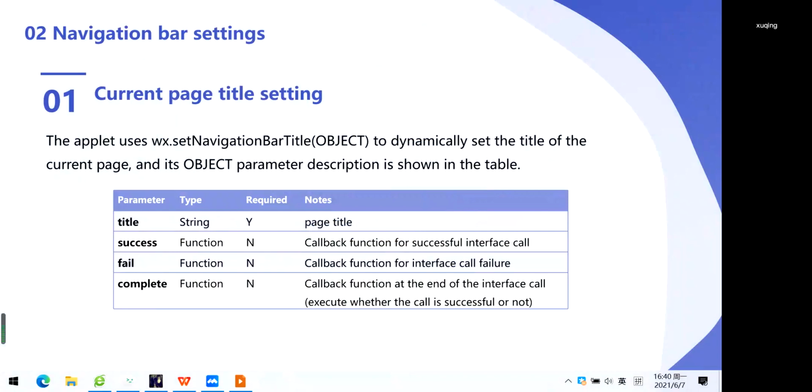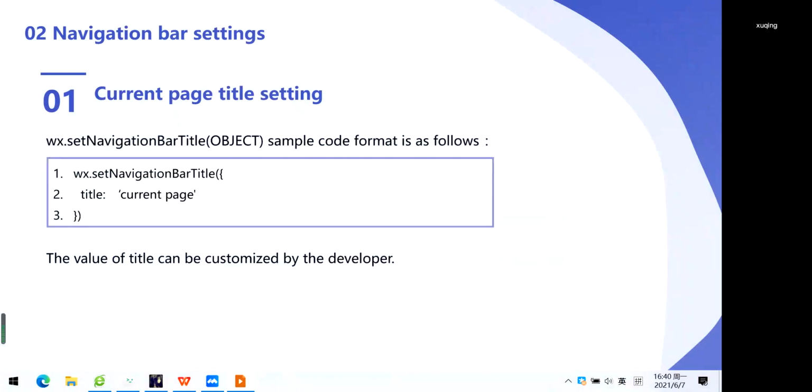Success is the callback function for a successful interface call, fail is the callback function for an interface call failure, and complete is the callback function at the end of the interface call, executed whether the call is successful or not.